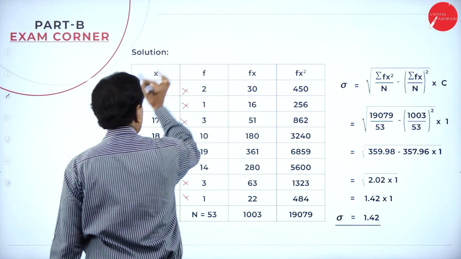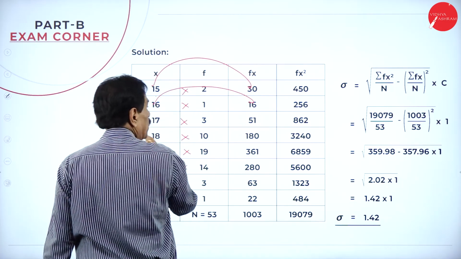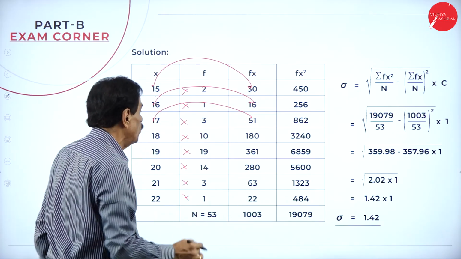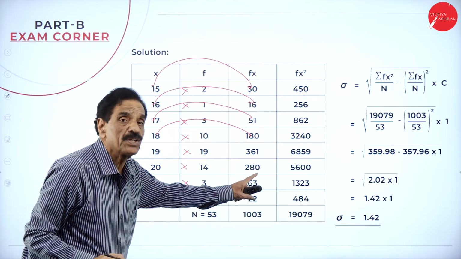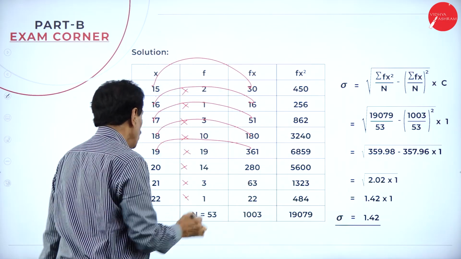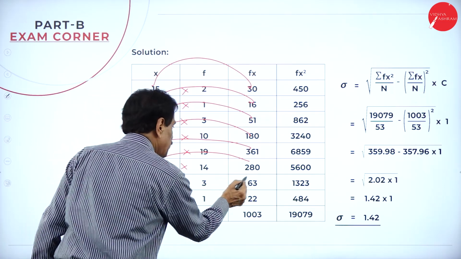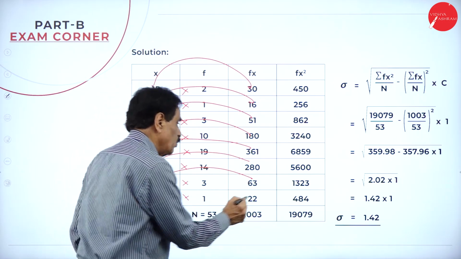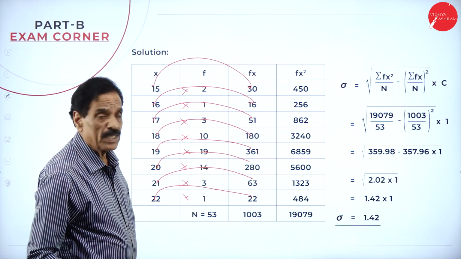Fx square means fx into x. 30 into 15 is 450. 16 into 16 is 256. 51 into 17 is 867. 180 into 18 is 3240. 361 into 19 is 6859. 280 into 20 is 5600. 63 into 21 is 1323. 22 into 22 is 484. If we add the numbers, it is 19,079.